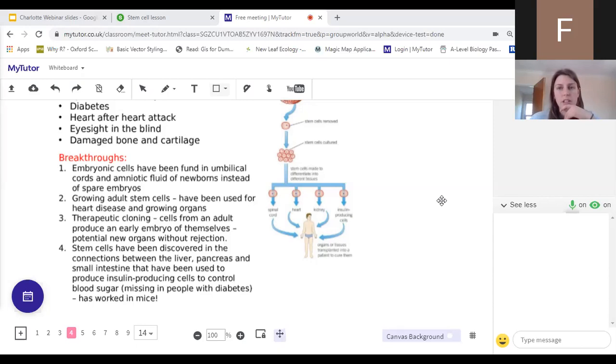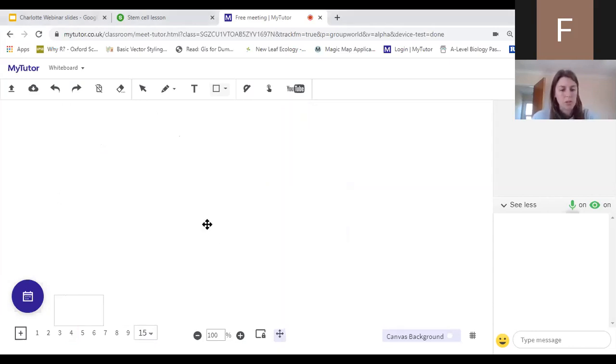This is just loading up now, forever, as usual. Always takes forever when you need it to be quick. So if we move to plant cells, okay. Let's pop this in the new page.